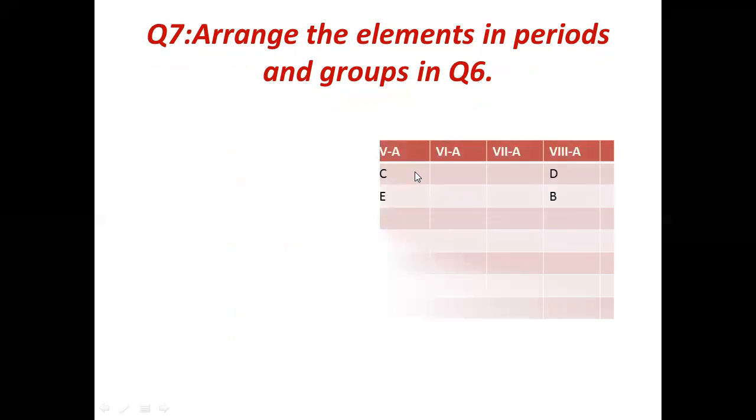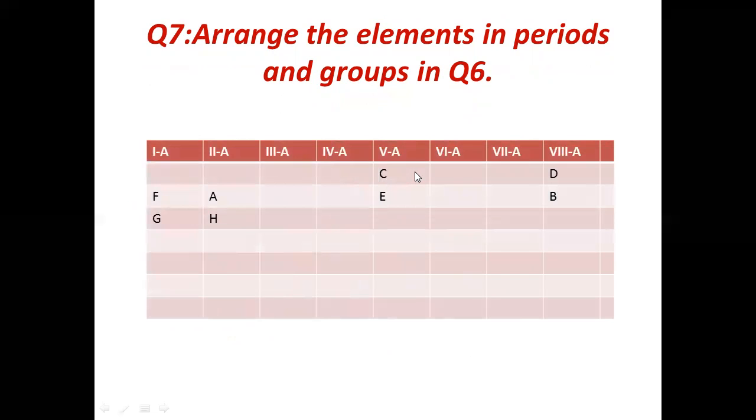Question number 7. Arrange the elements in pairs and groups in question number 6. We have F, G, A, H, C, E, and D, B. These are some of the elements, and we have to arrange them in groups and periods.